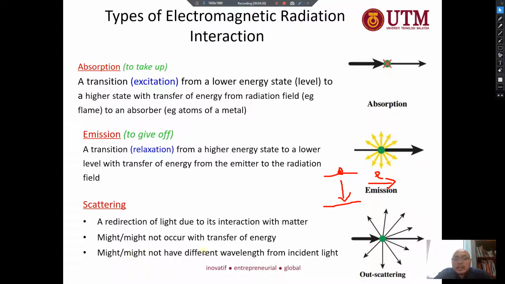It might or might not have a different wavelength from the incident light. Sometimes whatever you hit is scattered, it will produce the same wavelength. Sometimes it will exit with a different wavelength. For example, it hits at 200 wavelength but exits at 250 wavelength. It can be possible. But scattering is not that significant compared to absorption and emission.